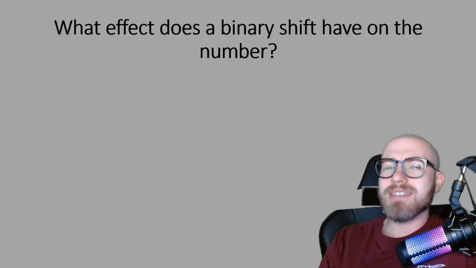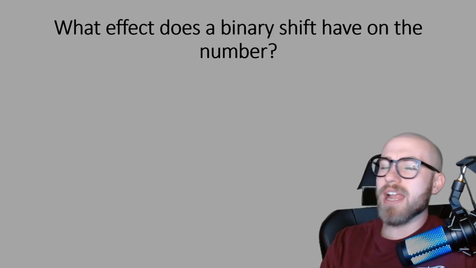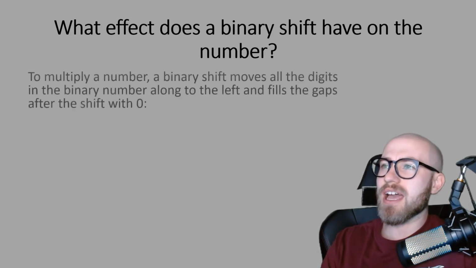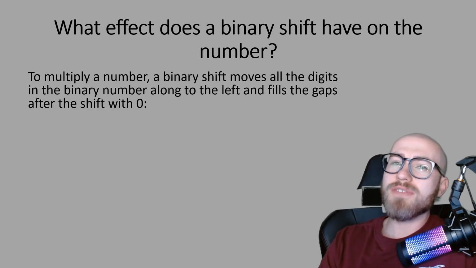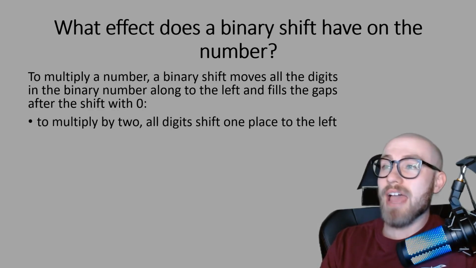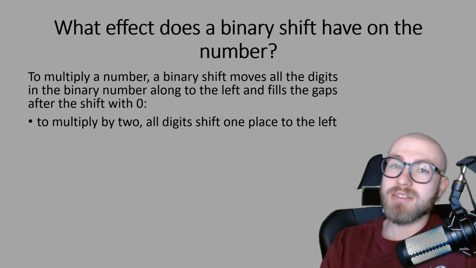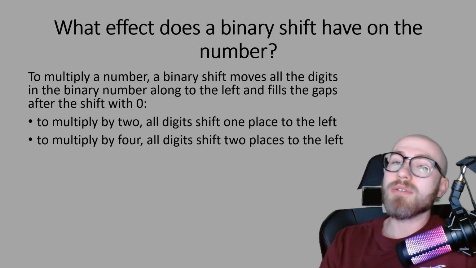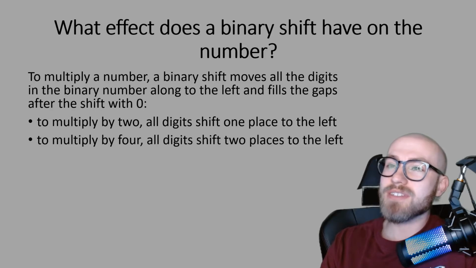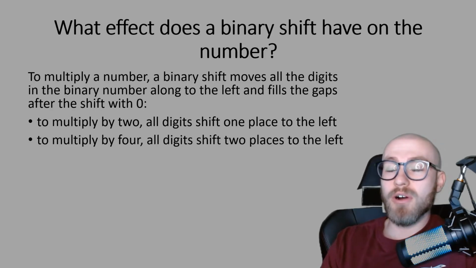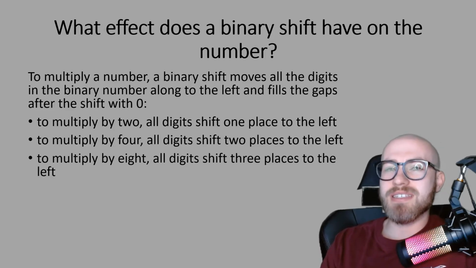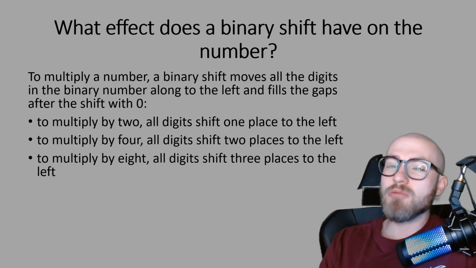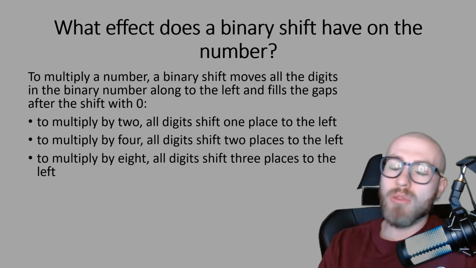Now, shifting to the left has a different effect on the actual binary number, and that effect is it multiplies the number. So if you were to shift it 1 place to the left, that actually multiplies the number by 2. And if you were going to shift it 2 places to the left, that is going to multiply it by 4. And finally, if you were going to shift it 3 places to the left, that will multiply the number by 8. Now, you won't be asked for any more than that in your exam.